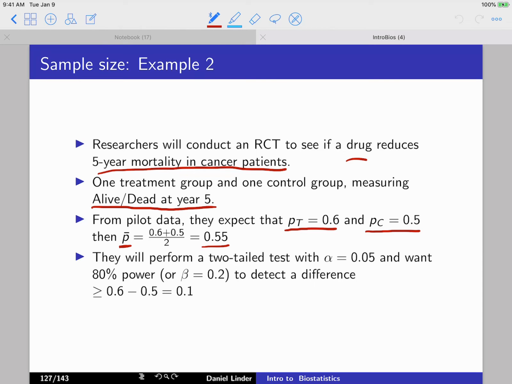Alright, so we've got p bar, and they want to do a two-tailed test with alpha at 0.05. Again, that's kind of the standard. They want to have 80% power. Again, that means beta is 0.2, to detect a difference of 0.1. Okay, where does the 0.1 come from? Well, that's just the difference in the survival rates between these two groups. So they want to have an 80% chance that they're going to call this significant. Okay.